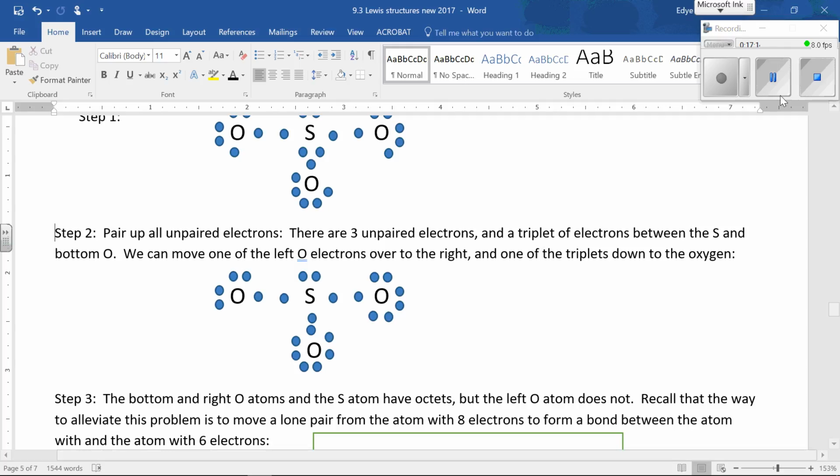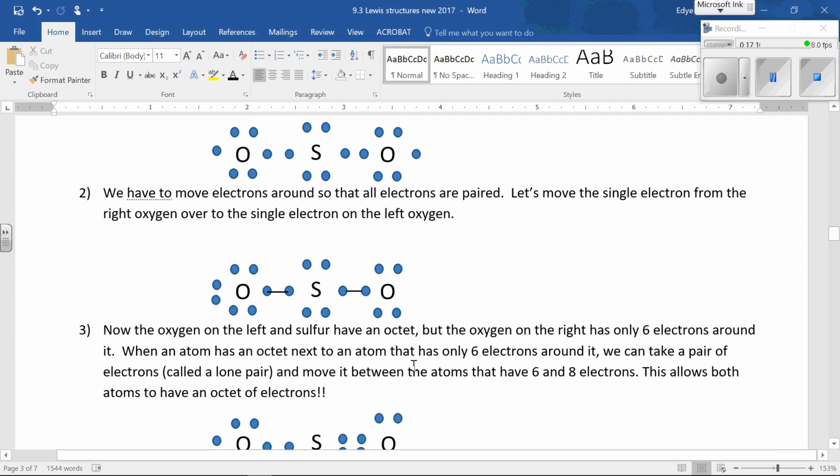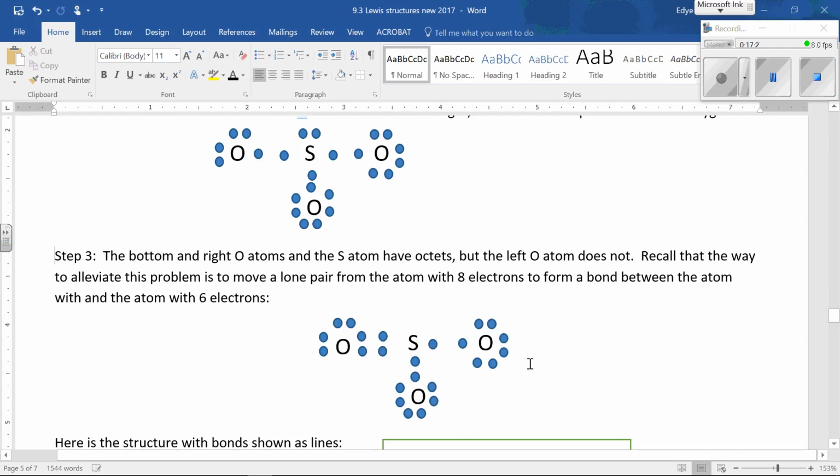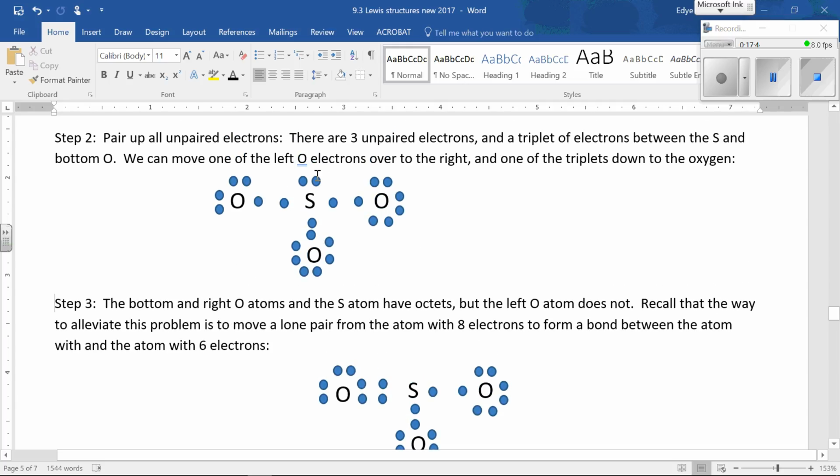Remember before, when we had a 6 and an 8, we can take a pair of electrons and move it between the atoms that have 6 and 8 electrons. So I took this lone pair up here, and it doesn't matter which oxygen... oh no, it does matter. You want to put this with the oxygen that had only 6 valence electrons around it.